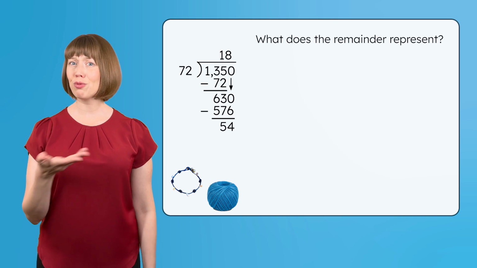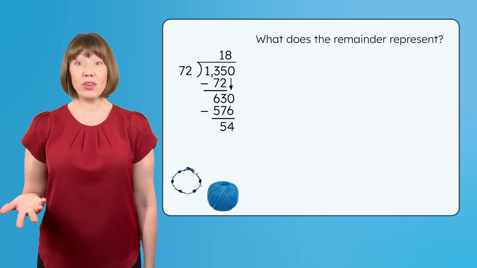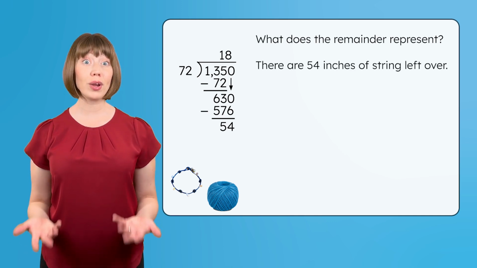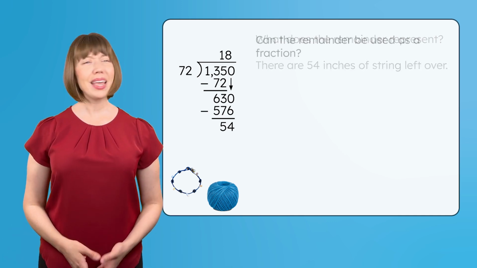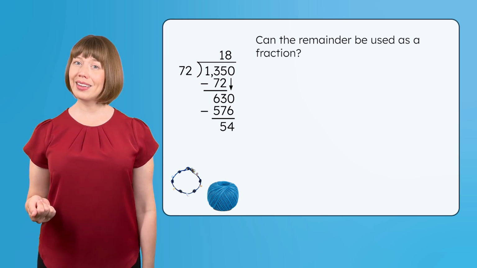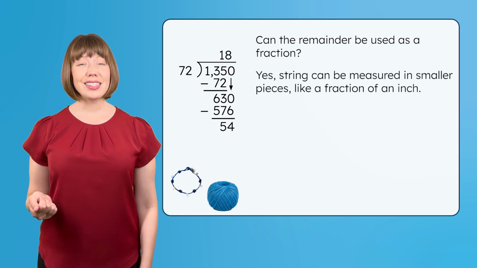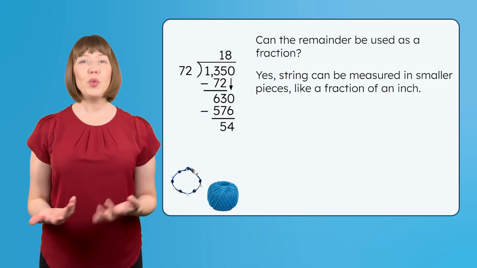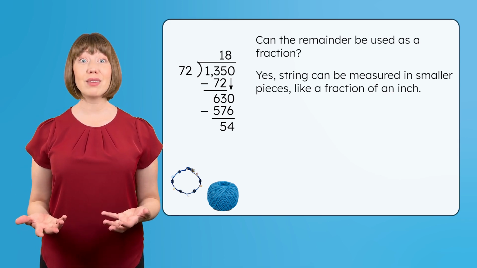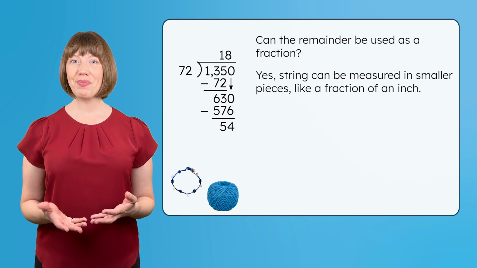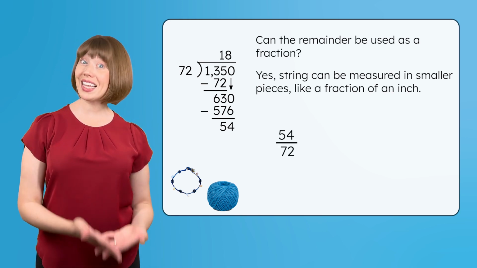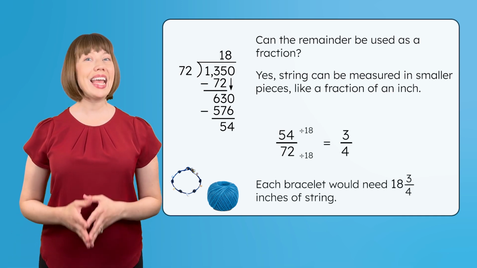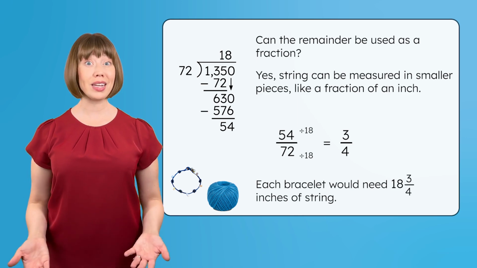What does the remainder represent? The remainder means that after giving each bracelet 18 inches of string, there are 54 inches of string left over. Can the remainder be used as a fraction? Yes. Since string can be measured in smaller pieces, like a fraction of an inch, we can divide the leftover 54 inches among all 72 bracelets. That gives us 54/72, which simplifies to 3/4. So each bracelet would need 18 3/4 inches of string.